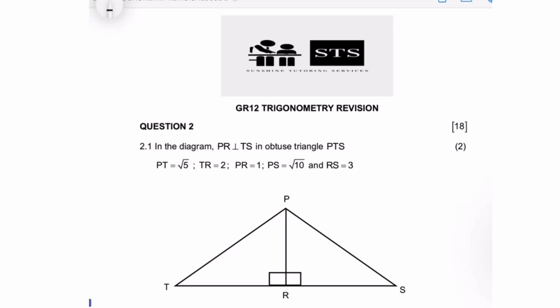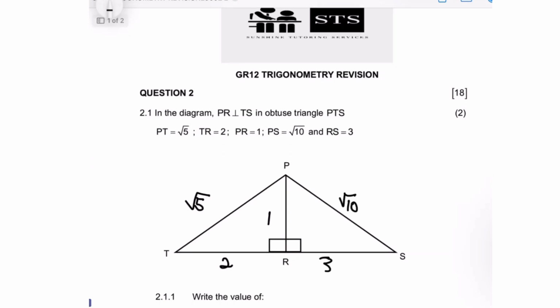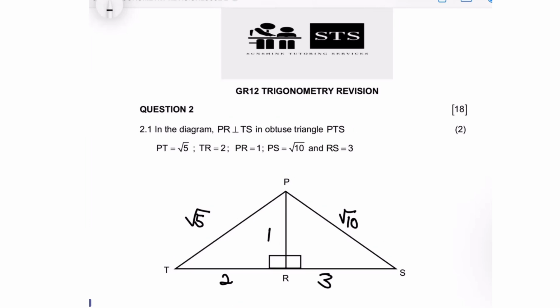In the diagram, PR is perpendicular to TS in obtuse triangle PTS. PT is square root of 5. So you are told that PT is square root of 5, TR is equal to 2 and PR is equal to 1. PS is square root of 10. RS is equal to 3.